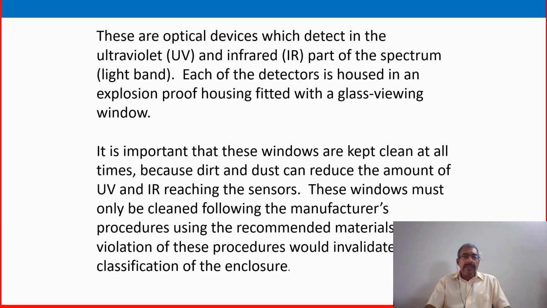It is important that these windows are kept clean at all times because dirt and dust can reduce the amount of UV and IR reaching the sensors. These windows must only be cleaned following the manufacturer's procedures using the recommended materials. Any violation of these procedures would invalidate the classification of the enclosure.